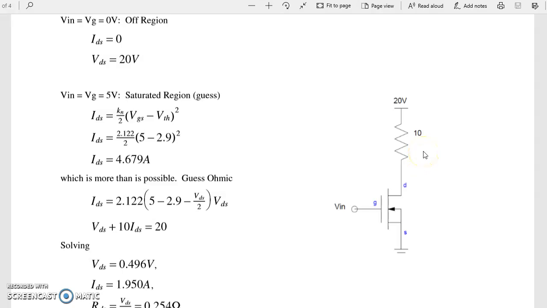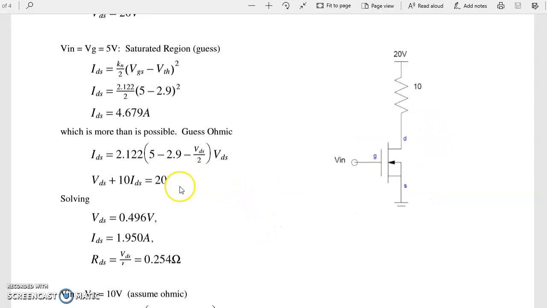Instead, assume ohmic. It gives me two equations, two unknowns. The first equation is the equation in the ohmic region. I know VGS is 5, the threshold voltage is 2.9. I don't know VDS, I don't know IDS. The second equation is for the circuit: VDS plus I times R is 20. Two equations, two unknowns, solved, and you get 0.496 volts for VDS and 1.95 amps. The equivalent resistance then, voltage over current, is 0.254 ohms.